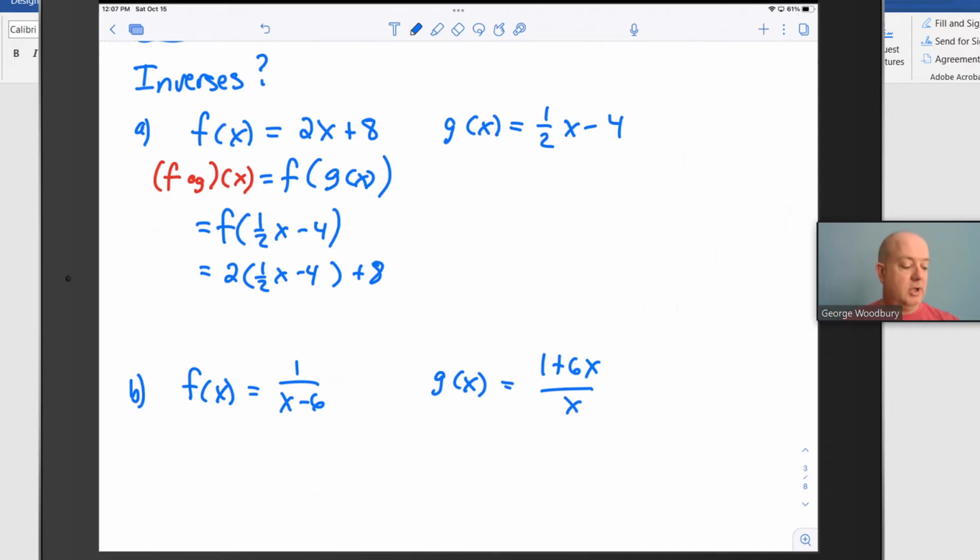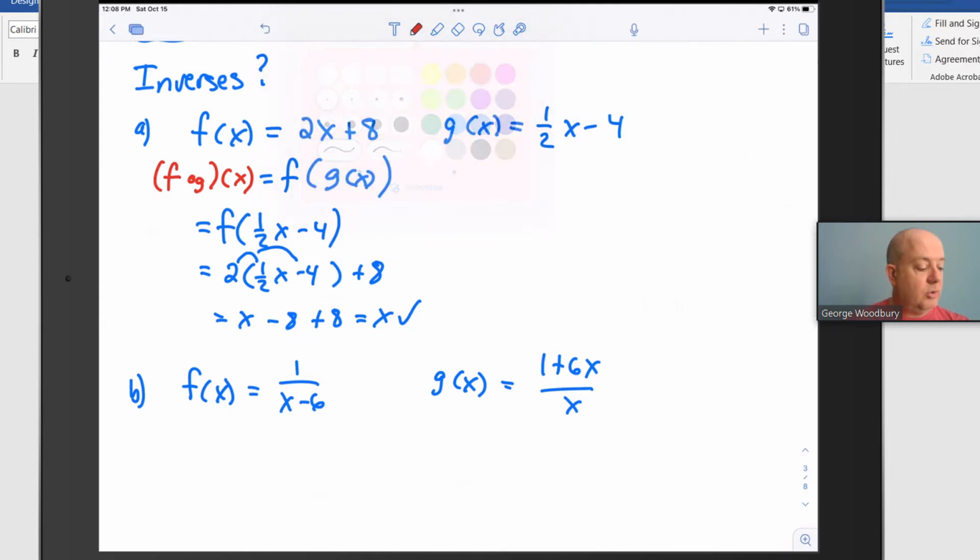And now we do the algebra. 2 times 1/2 x equals x. 2 times -4 equals -8. And then we have the plus 8 sitting there on the outside. x minus 8 plus 8, that equals x. So it works in that direction. We still have to verify the other direction though.